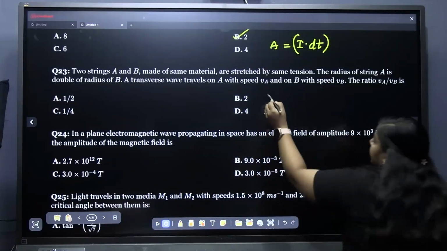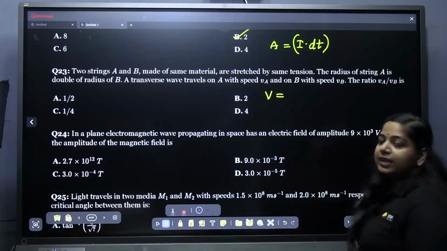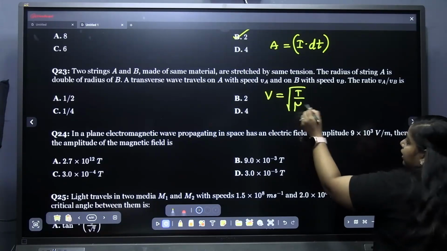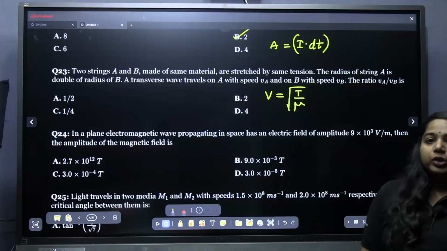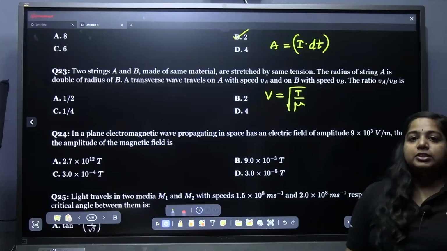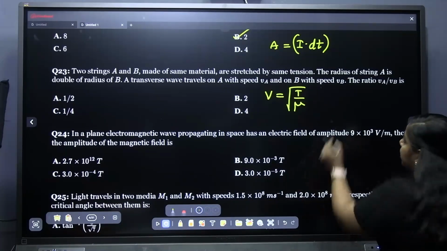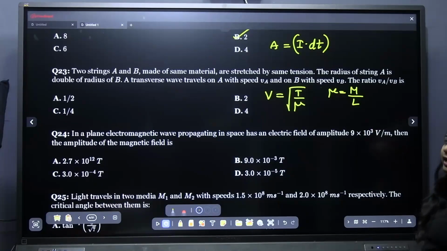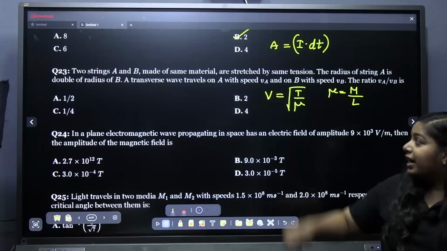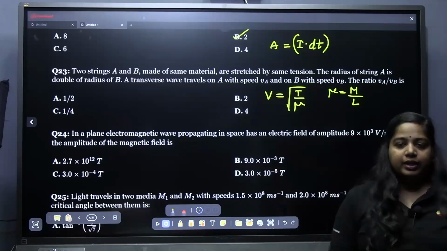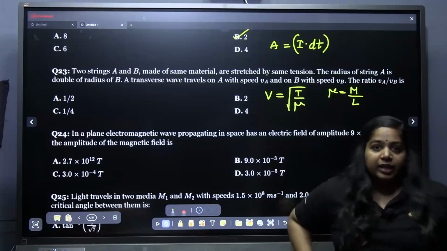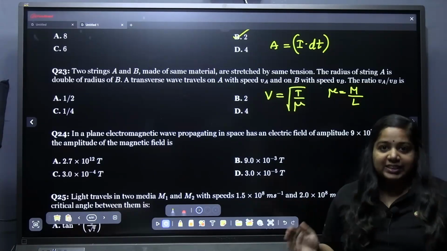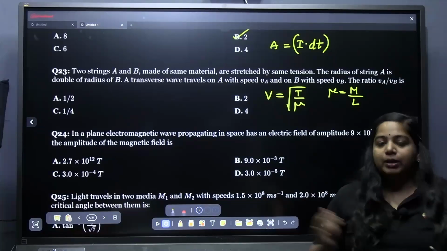Now velocity of wave in a string is given by equation V equal to root T by mu. T is tension, mu is mass per unit length. So mu is equal to total mass by total length. Since no other relation between length and all is given, we are assuming that both are same amount of material, both volume is same.